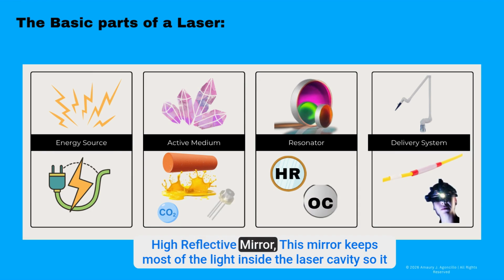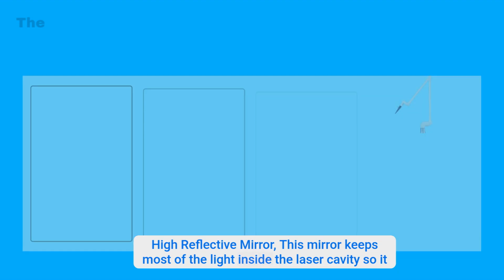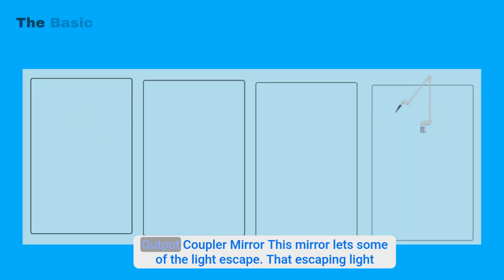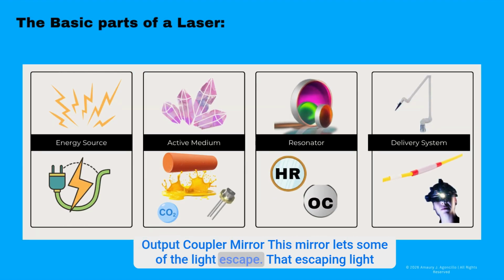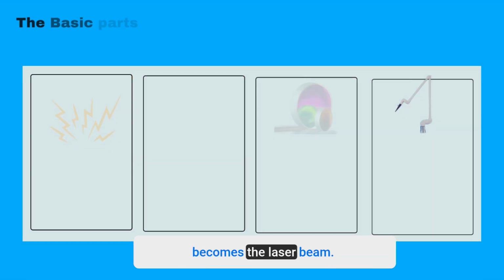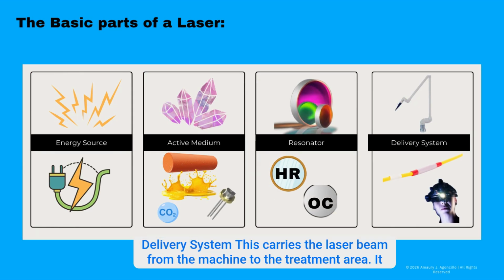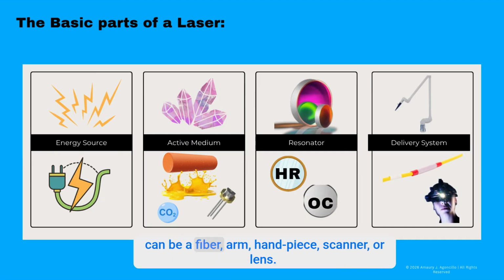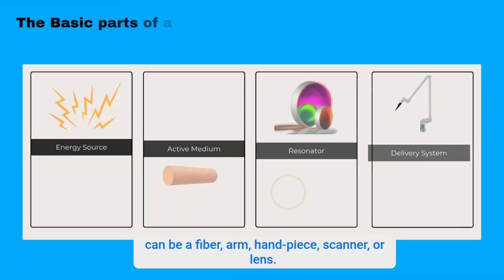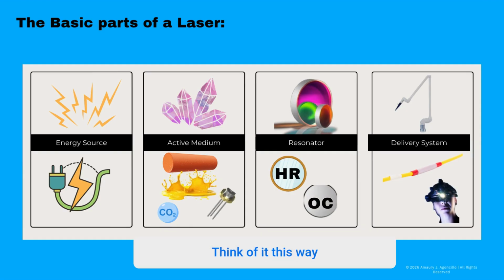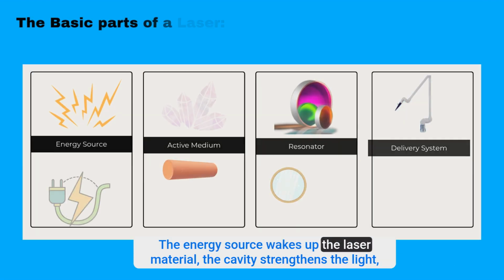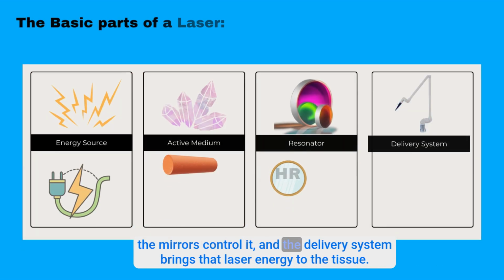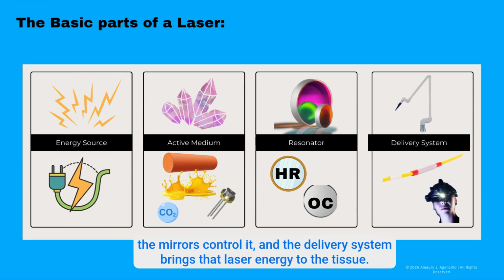High reflective mirror: this mirror keeps most of the light inside the laser cavity so it can continue to build energy. Output coupler mirror: this mirror lets some of the light escape. That escaping light becomes the laser beam. Delivery system: this carries the laser beam from the machine to the treatment area. It can be a fiber, arm, handpiece, scanner, or lens. Think of it this way. The energy source wakes up the laser material, the cavity strengthens the light, the mirrors control it, and the delivery system brings that laser energy to the tissue.